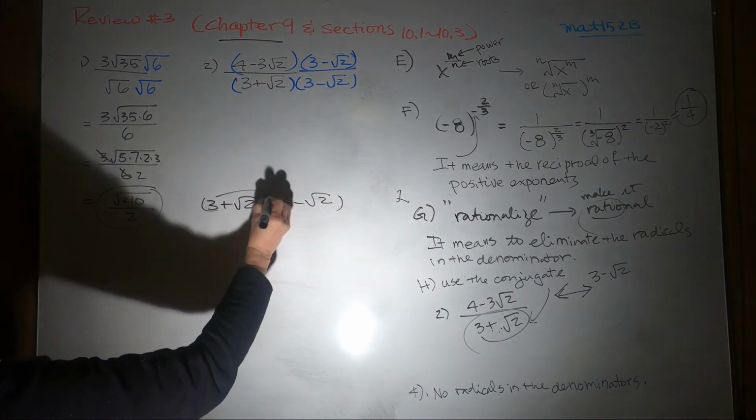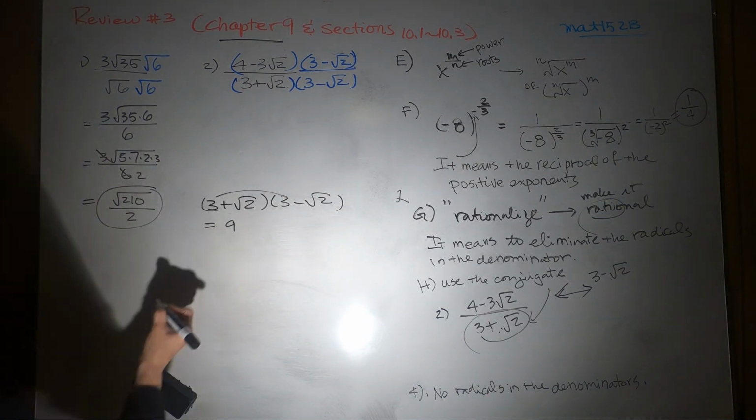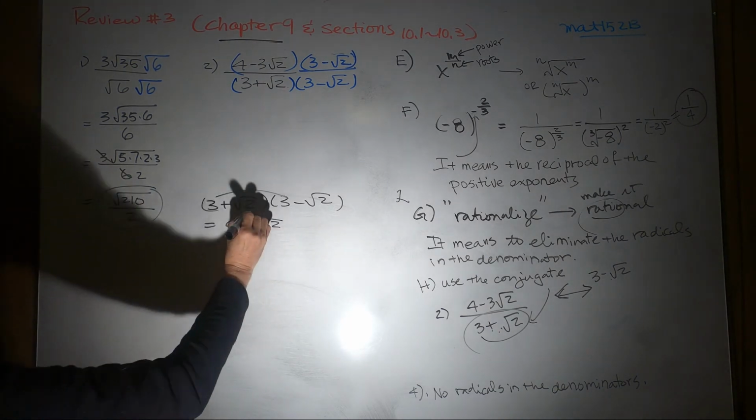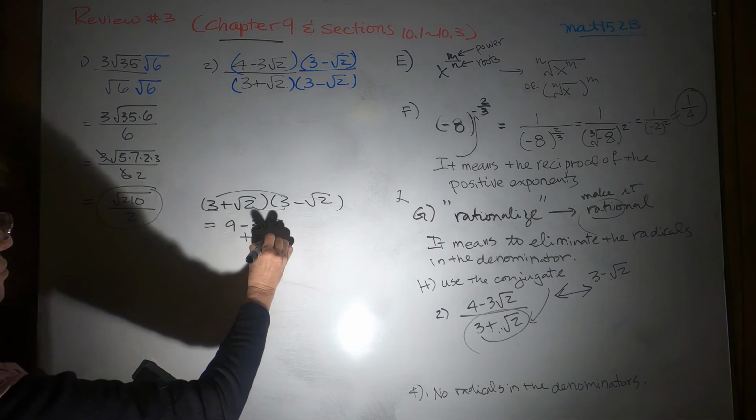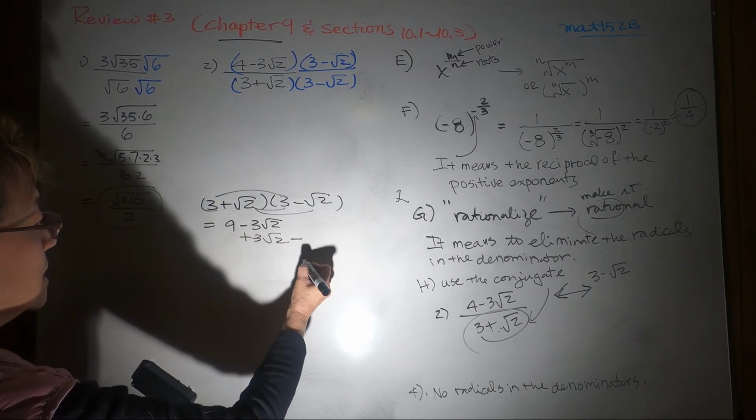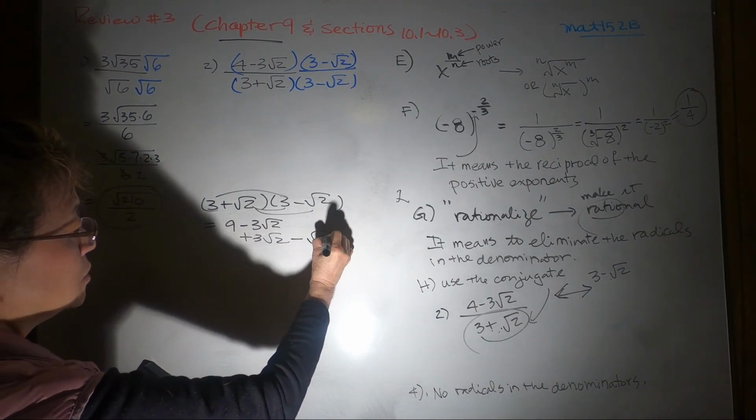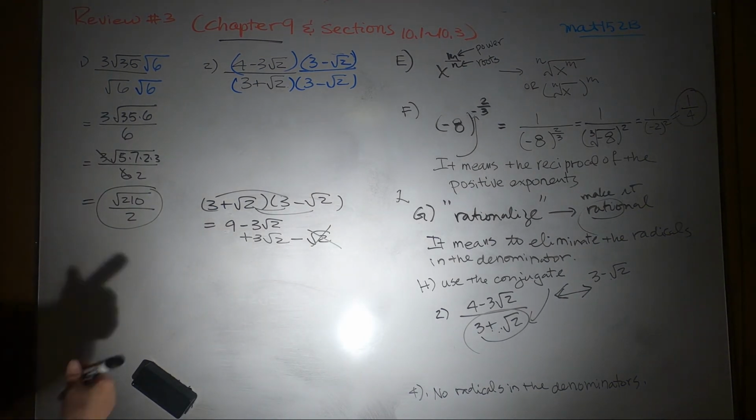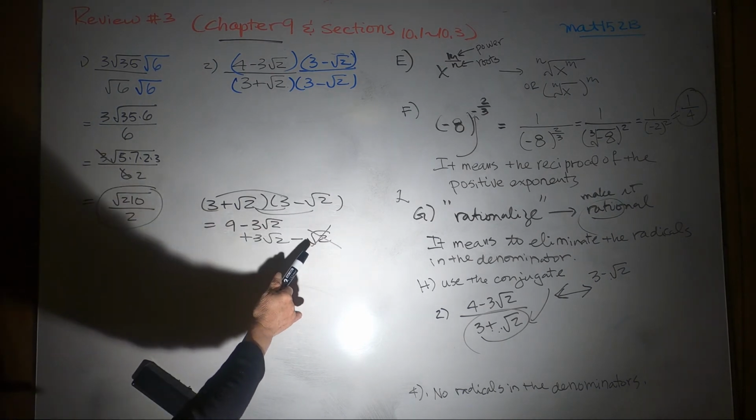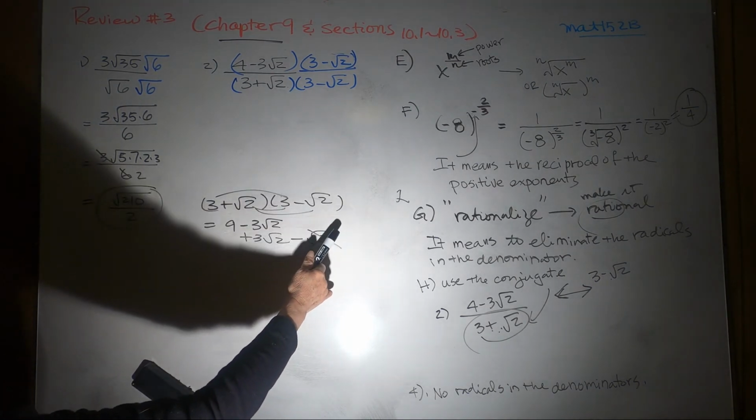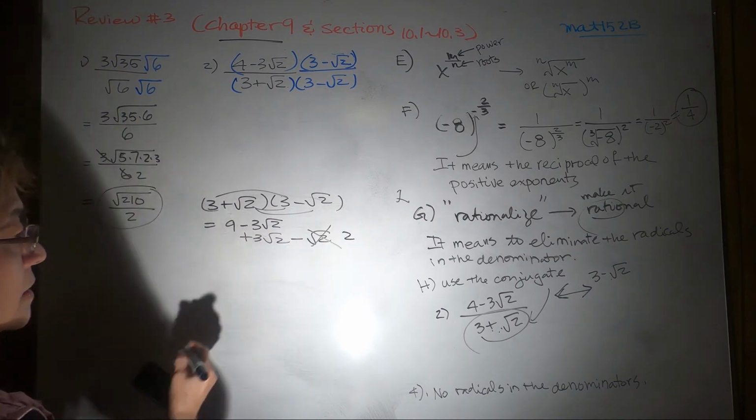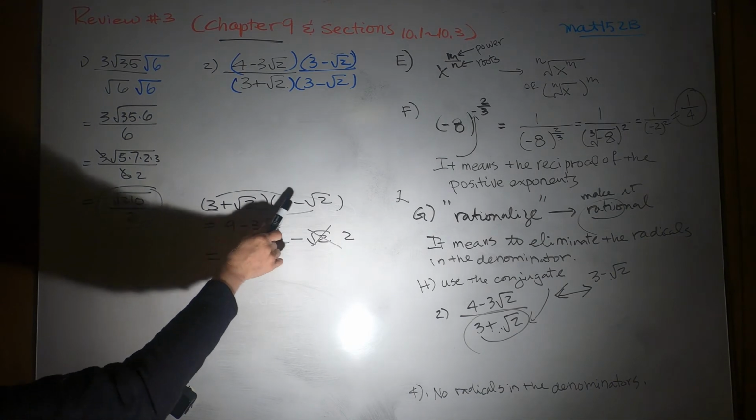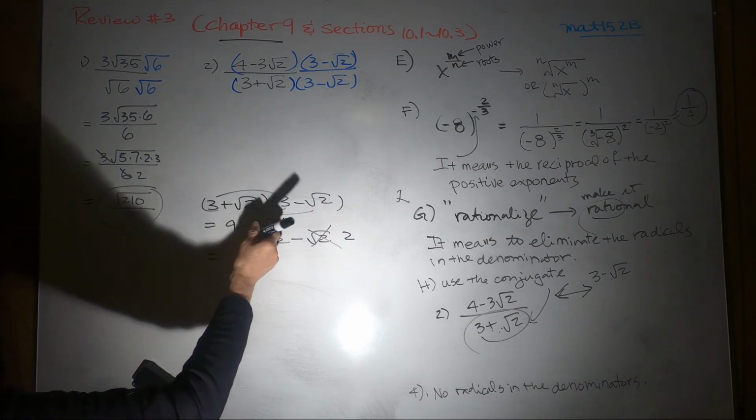Then let's see what will happen, right? You do your FOIL, then 3 times 3 minus what? 3 square root 2. Then on the bottom, you plus square root 2 and minus what? Square root 2 times square root 2. Don't give me square root 2. Often you do that. Okay, so square root 2 times square root 2 is what? Square root of 4, which is 2, right? The middle parts cancel out because one is positive, one is negative.